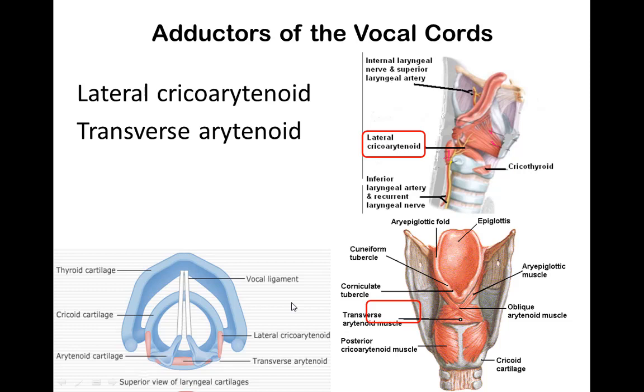So the muscles which adduct the vocal cord are two muscles: the lateral cricoarytenoid and the transverse arytenoid muscle. So this is the transverse arytenoid muscle, and here is the lateral cricoarytenoid muscle. These two muscles adduct the vocal cord. So when this muscle contracts, the arytenoids rotate toward each other, so they are adducted. And even this transverse, when it contracts here, they rotate this arytenoid, so the two cords are adducted.